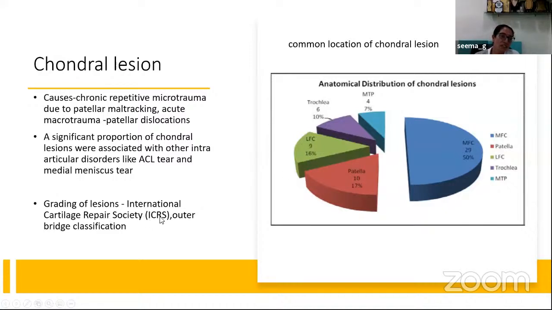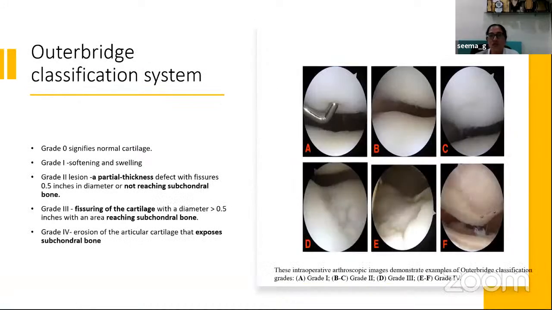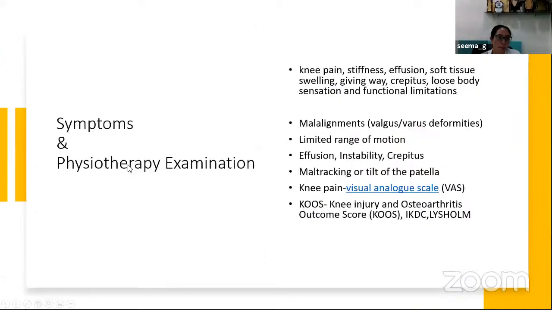The grading is done by various systems, such as the International Cartilage Repair Society or the Outerbridge classification, which was given way back in 61. Though we as physiotherapists may not be much involved, we should know that most patients, when they come to us, are around grade 3. And I'll further interpret how it is. When the cartilage is normal, it is graded 0. When there is mild softening and swelling, it is grade 1. When it is partial thickness and not reaching the subchondral area, it is grade 2. In grade 3, there is fissuring and it reaches the subchondral bone. And in grade 4, the whole bone is exposed.